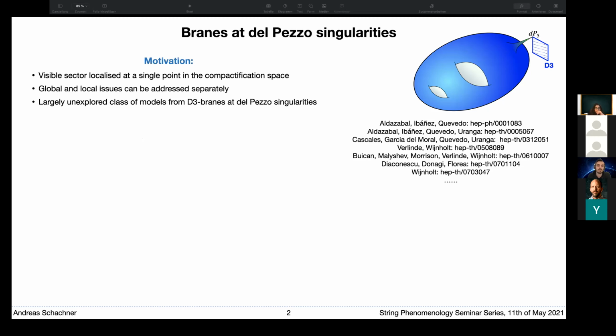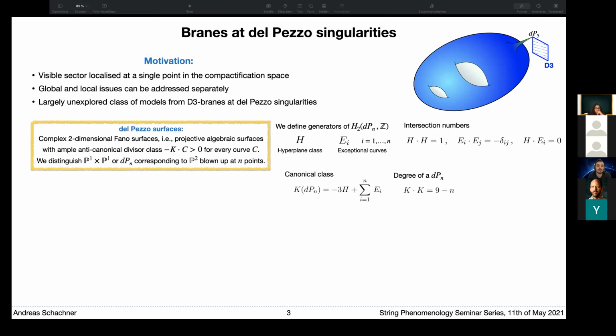Now, given that I'm talking so much about del Pezzo surfaces, let me give you a proper definition. The del Pezzo surfaces are complex 2-dimensional Fano surfaces, which means that they are projective algebraic surfaces with ample anti-canonical divisor class. And we distinguish P1 times P1 and dPn, corresponding to P2 blown up at n points. In the following, we will mostly ignore the exception P1 times P1.